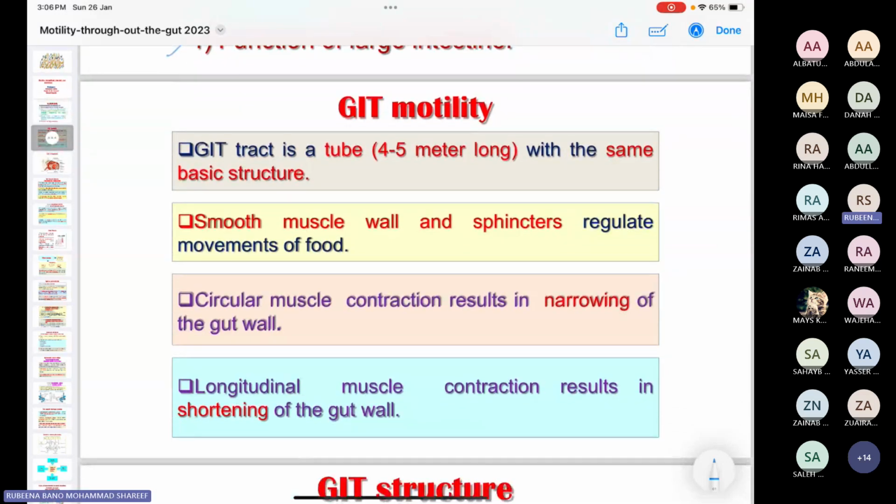So GIT is what? Gastrointestinal tract, right? This tract is nothing but a tube. It is a tube-like structure, and it is 4 to 5 meter long, okay? With the same basic structure. Same basic structure means I will show you in the later slides.